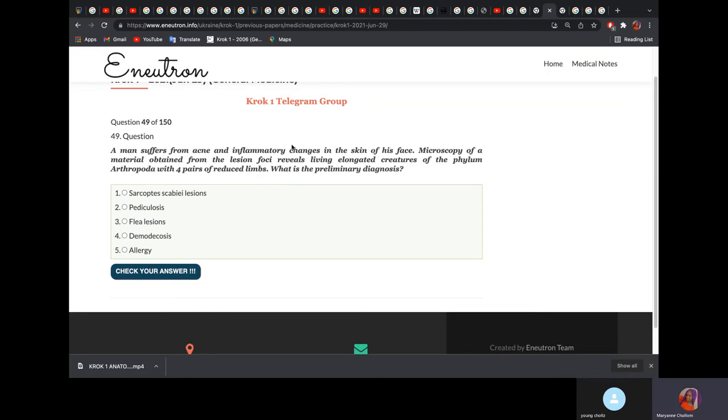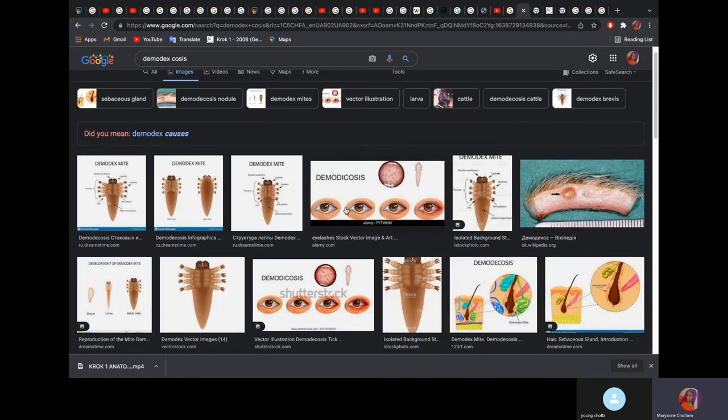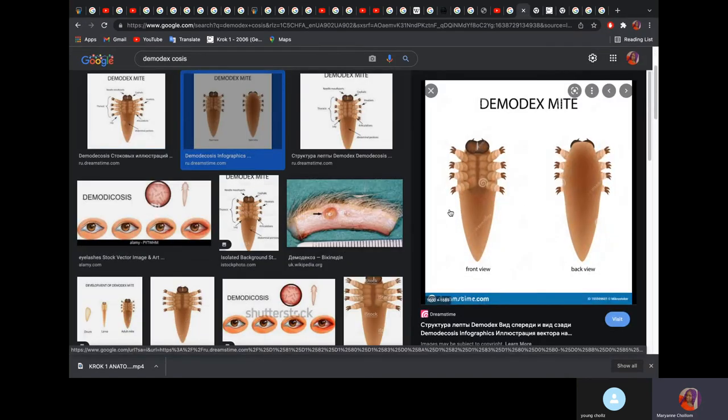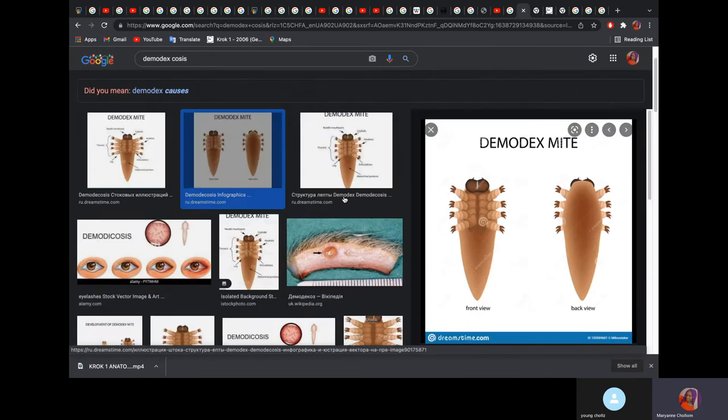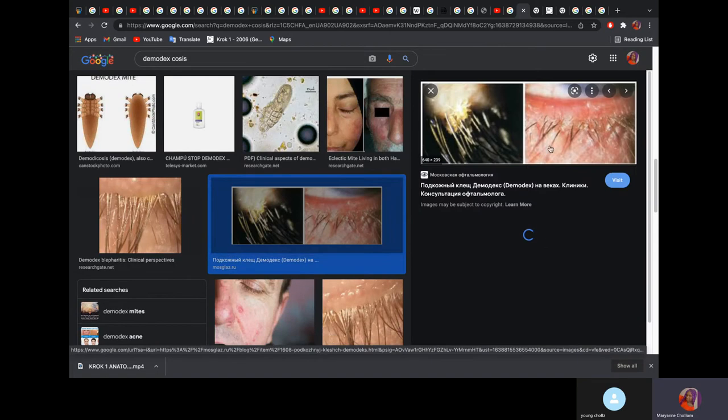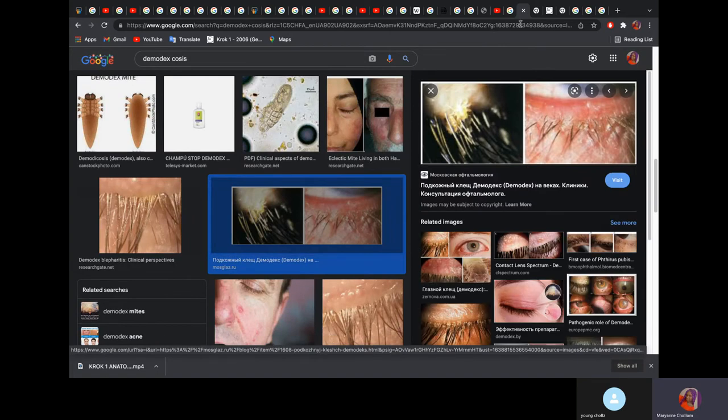A man suffers from acne and inflammatory changes in the skin of the face. Microscopy of a material obtained from the lesion foci revealed elongated creatures of the phylum Arthropoda with four pairs of reduced limbs. What is the diagnosis? If you watch that 90-minute lecture we did on the insects, we know that when they talk about the skin of the face, and an Arthropoda that has four pairs of reduced limbs, it will always be demodexosis or demodex infection. They have four pairs of short legs, and they mostly stay on your eyelashes, and at night, can you see how creepy they look? At night, they come out to meet on your face.